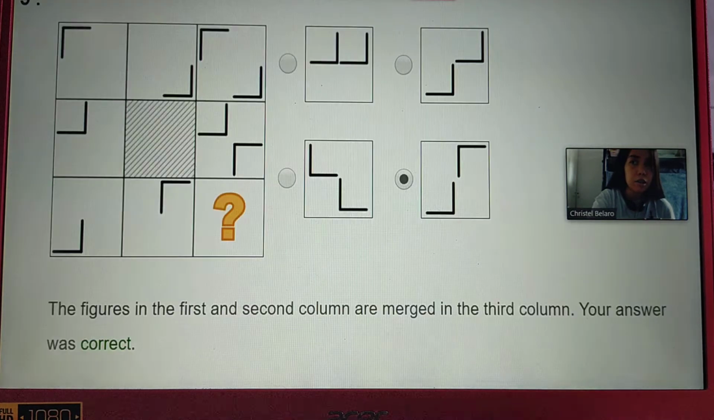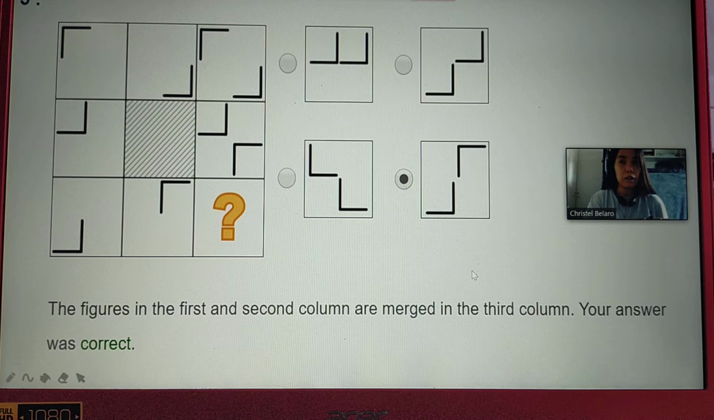Okay, next, last 2. Here, number 4. The answer is letter D, dog. The figures in the first and second column are merged in the third column. So when you combine the first and the second column, the answer is the third column. So when we combine these figures, the answer is letter D, dog.